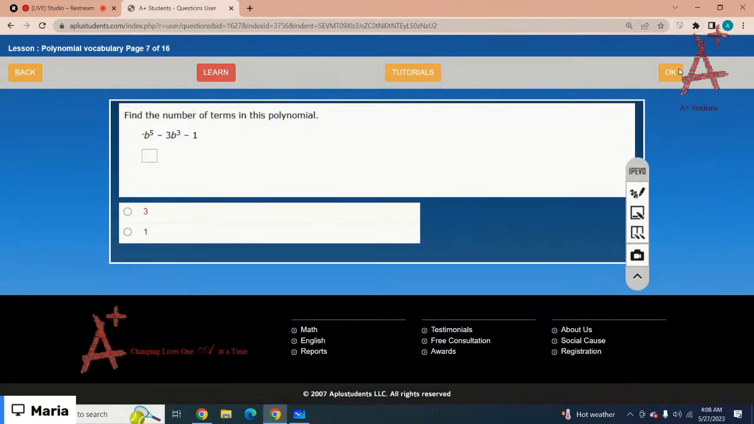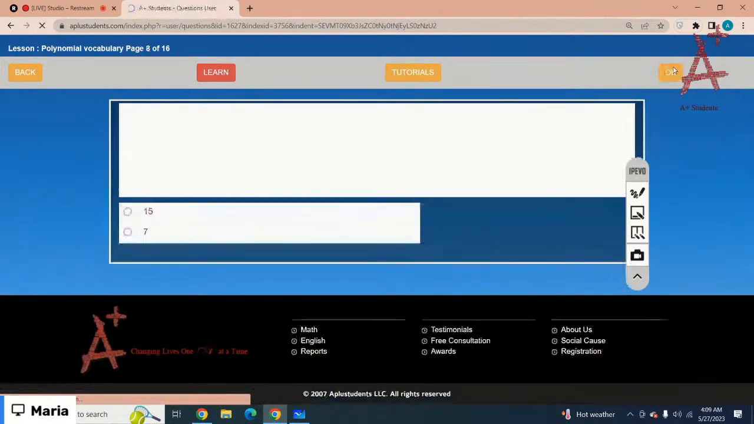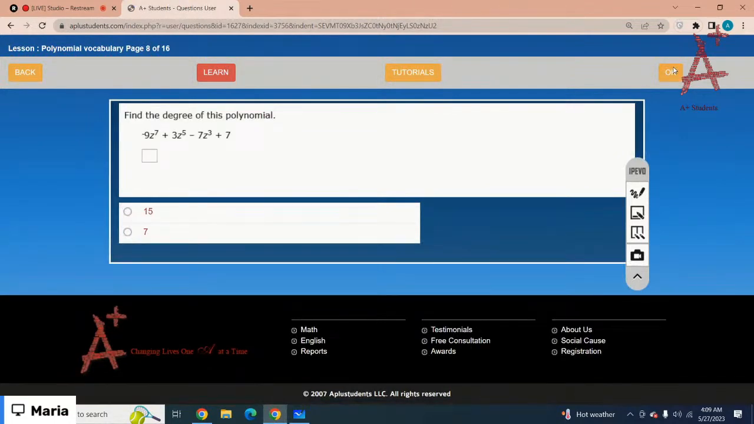Okay, find the number of terms in the polynomial. You have just 3 terms. So the correct option is 3. Okay, find the degree of the polynomial. What is the degree of the polynomial? The degree of the polynomial is the highest exponent. Here the exponents are 7, 5 and 3. So 7 is the highest one. That means the degree of the polynomial is 7. The correct option is 7.